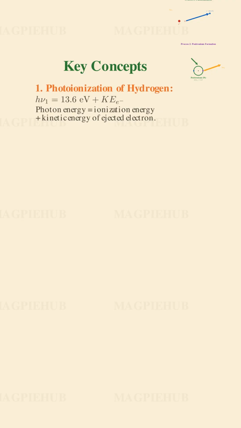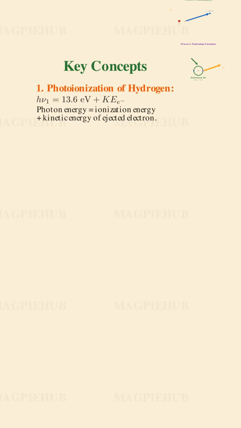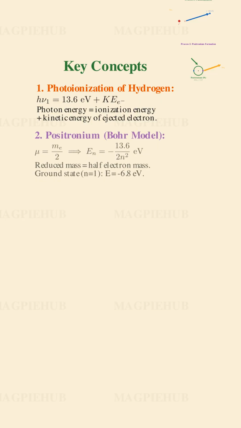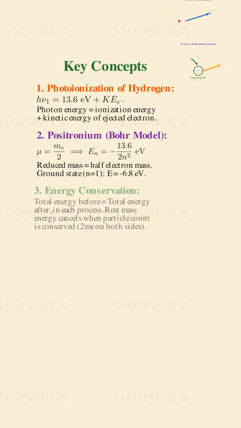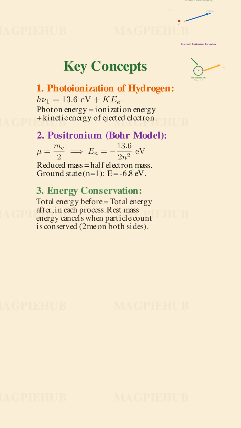First, photoionization of hydrogen. The photon energy Nu1 must provide the ionization energy of 13.6 eV for ground state hydrogen, plus the kinetic energy of the ejected electron. Second, positronium as a Bohr atom. The reduced mass of the electron-positron system is half the electron mass. So the energy levels are En equals minus 13.6 over 2n squared electron volts. The ground state energy is minus 6.8 eV.